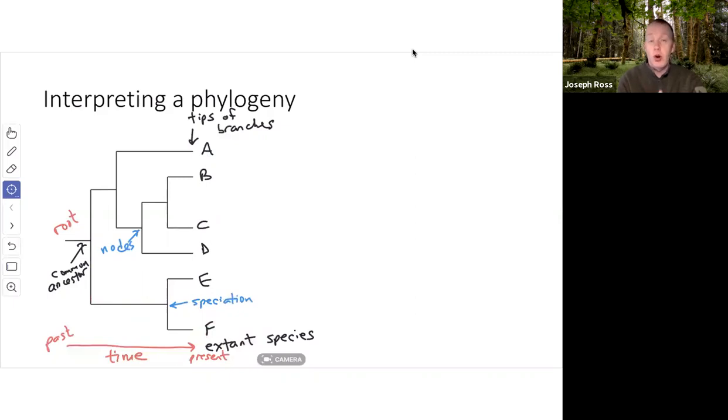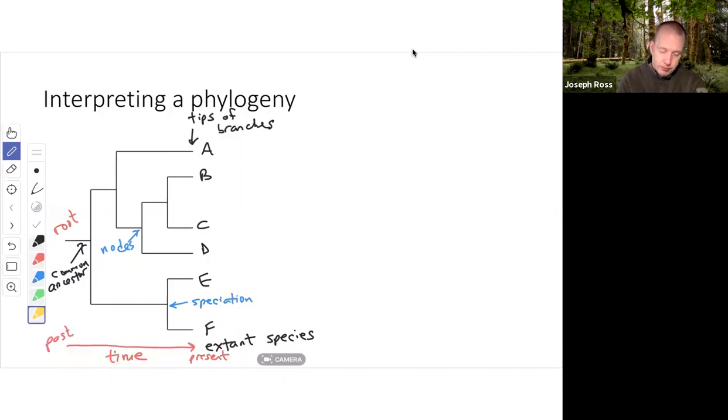But there are multiple common ancestors in this tree. For example, there's also a common ancestor of species B and C that lived more recently in the past. So each node represents a common ancestor to branches or branch tips, species in this case. One of the things that is really important for interpreting phylogenies is understanding the relationships between different species, different branch tips.